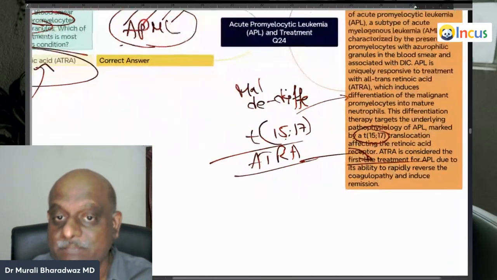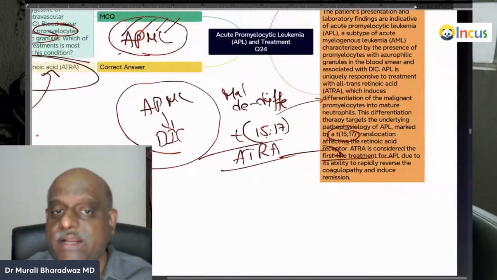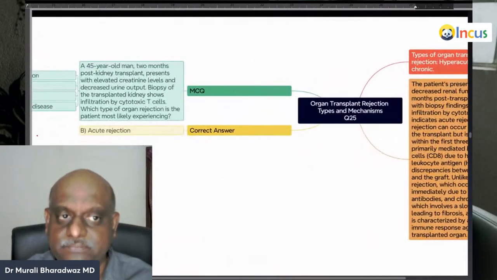But what is the worst thing about APML? APML can lead to DIC, disseminated intravascular coagulation, which can cause death of the patient.